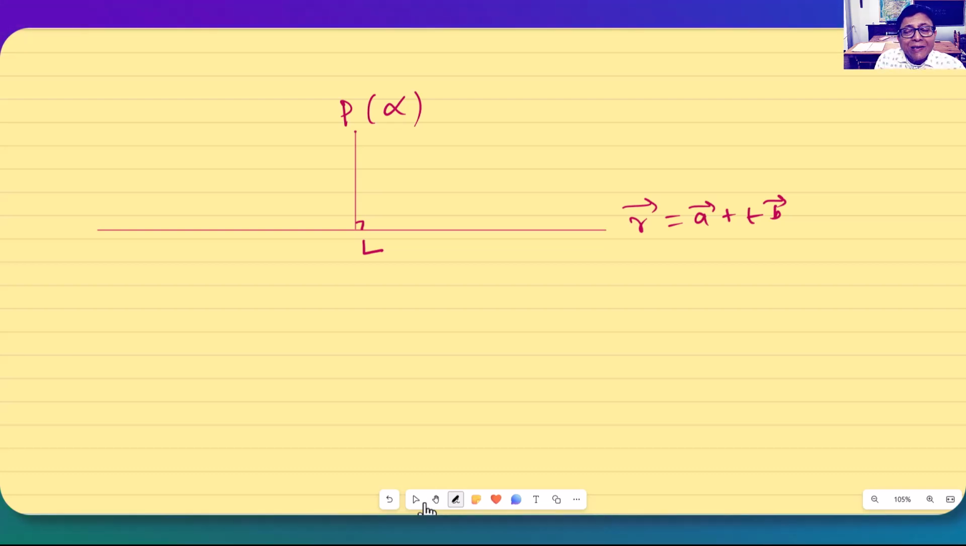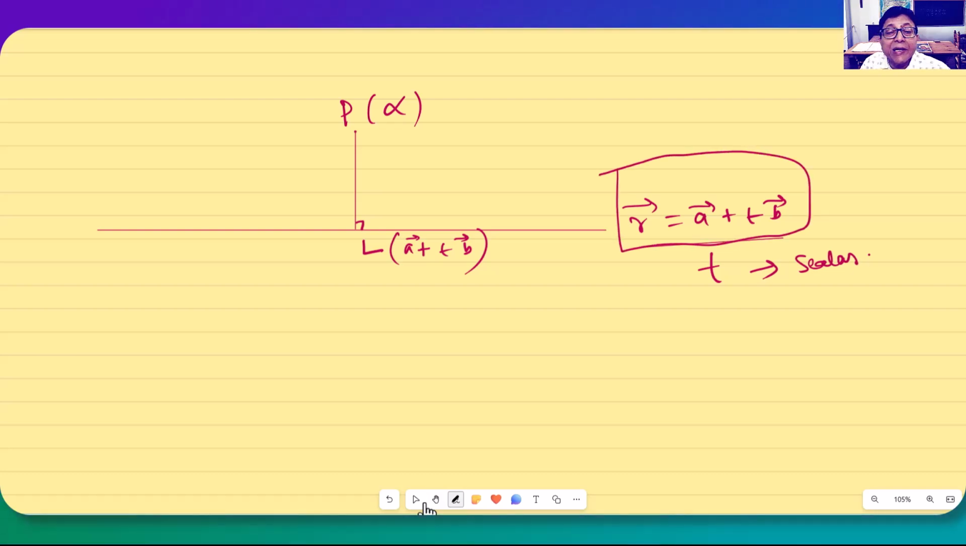So what I am doing here, I have to take an arbitrary point on the line. That point whose position vector is a plus tb can be taken. That point L can be taken in this form, a plus t into b. This t is a scalar. Because when you take a plus tb, it is representative of all the points. So we take L equal to the a plus tb form.